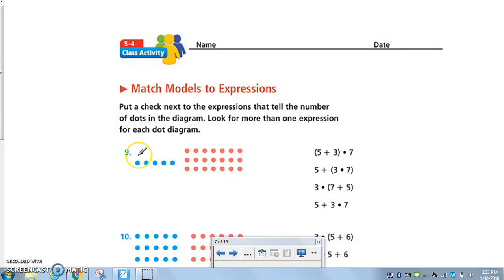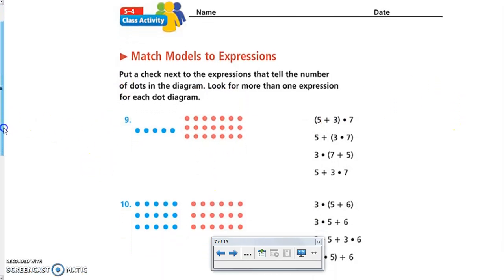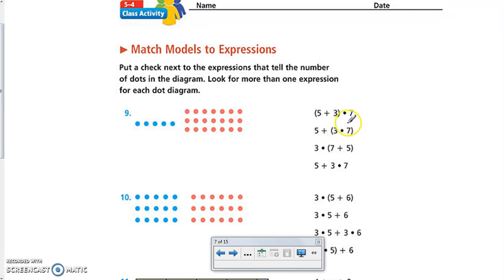So I'm seeing here that I've got 5 dots that are blue, and then I've got 3 rows of 7. What I want to do is look at these expressions to see if any of them match. As I look here, I've got these 4 choices. Maybe all of them work, maybe none of them work, maybe 3 of them work. I don't know. That's what we've got to figure out. I'm just going to go straight down the list. The first thing I'd be looking for would be 5 plus 3.